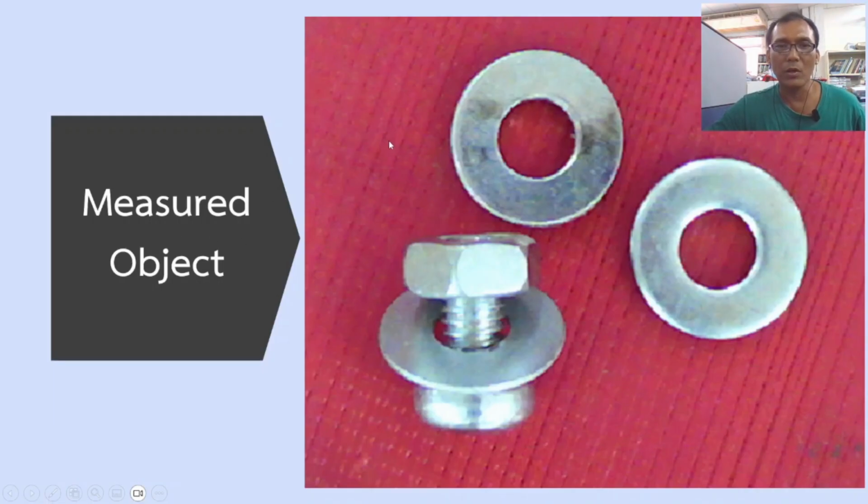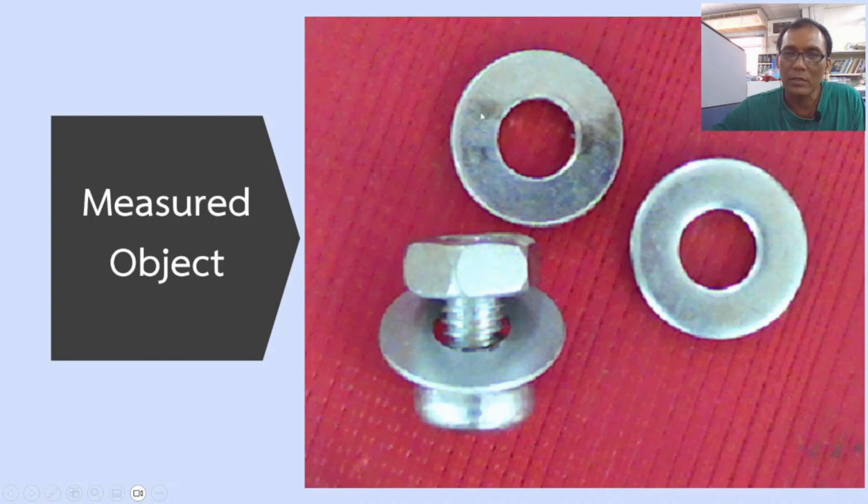This is the measure object that we use in this project. Basically we will use the ring to be the measure object. Here, the ring has an outside diameter and also an inside diameter. In the way the ring is produced, usually a manufacturer uses the mass production method.